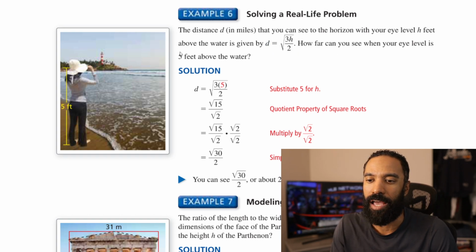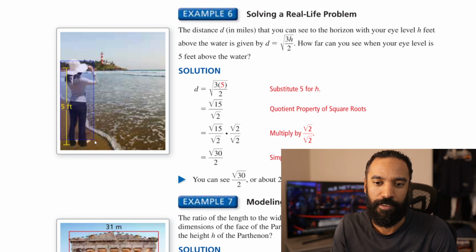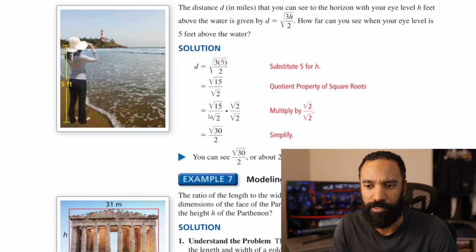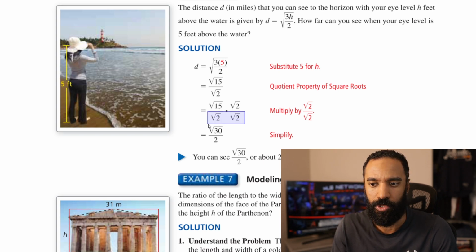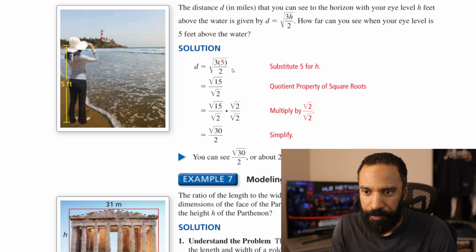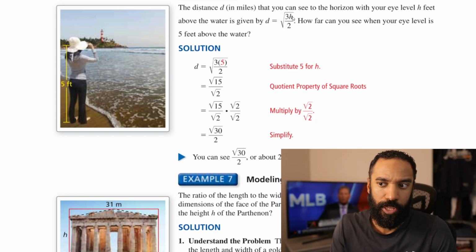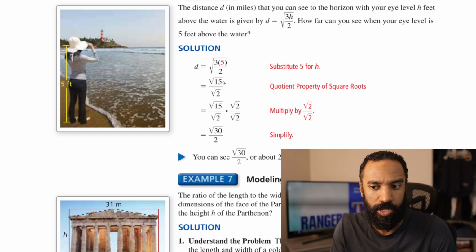How far can you see when your eye level is 5 feet above the water? So she's 5 feet above the water. You just substitute 5 into there. I don't even know if you have to, oh, you have to simplify here. I was going to say, I don't even know what this has to do with the problems. So they give you a model. And check this out, by the way. It's an entire square root here. So whether you rationalize earlier or after you substitute, it's up to you.